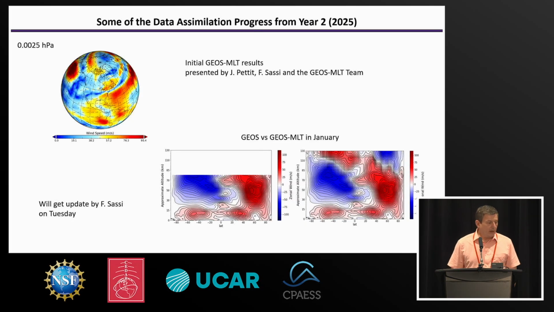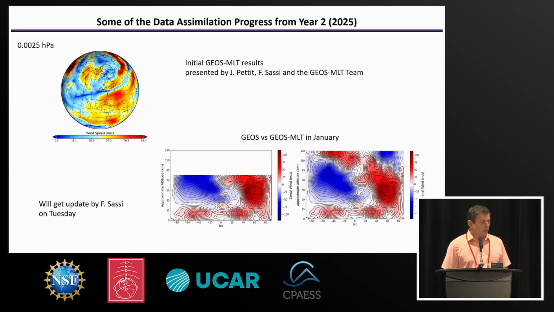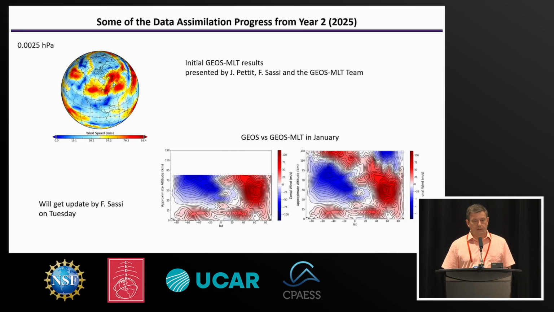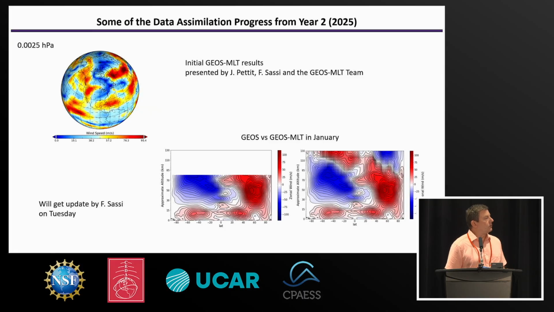So in year two, the focus was on data assimilation. This is an example of what was shown in terms of initial GEOS MLT results, presented by the GEOS MLT team by Josh Pettit. GEOS MLT is basically an upward extension of reanalysis. So the final goal is in the end to have a kind of reanalysis data set that goes way into the thermosphere. And Fabrizio Sassi and co-workers will give an update on that tomorrow, what the status is.